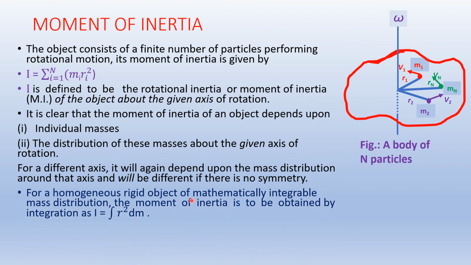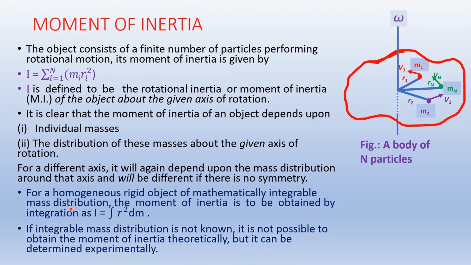For a homogeneous rigid object with a mathematically integrable mass distribution, the moment of inertia is obtained by integration as I equals integration of r square dm. So if the mass particle is a very small element of a homogeneous rigid object, the moment of inertia of such a body is given by I equals integration of r square dm, where r is the perpendicular distance from the axis of rotation. If the integrable mass distribution is not known and it is not possible to obtain the moment of inertia theoretically, it can be determined experimentally by doing various experiments.